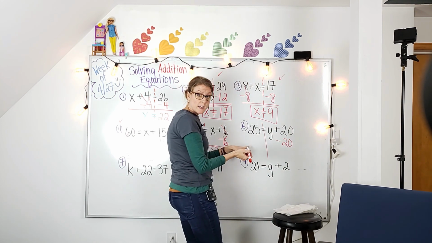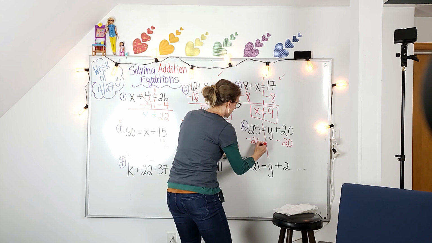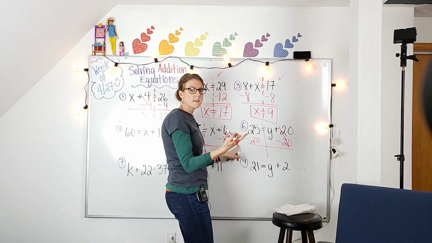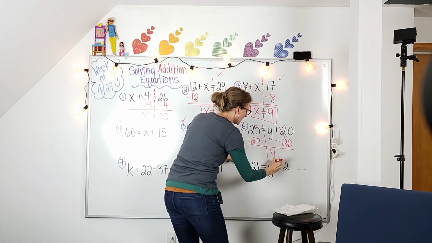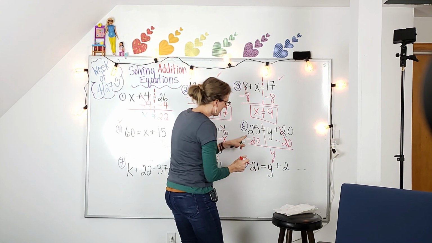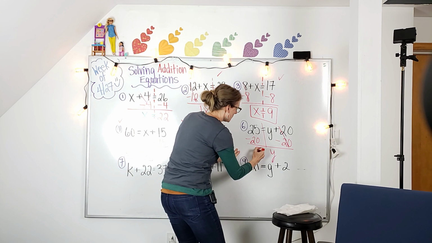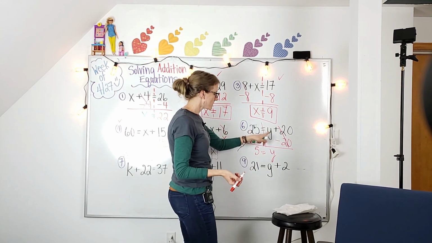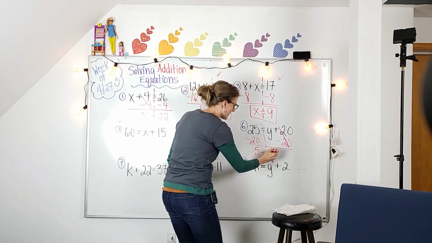I've got to do that to both sides, right, to balance it out. Those will cancel because 20 minus 20 is 0. I'm going to bring down my y. And then I just have to subtract those. You guys probably, before you even did this one, you knew the answer was going to be 5 because 5 plus 20 is 25.